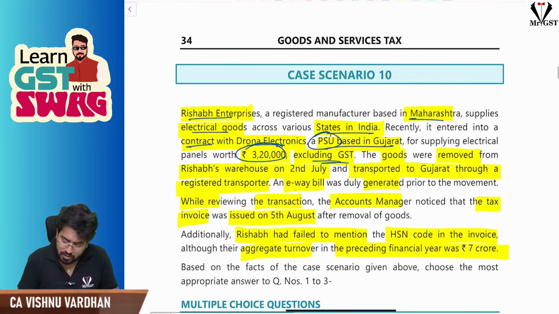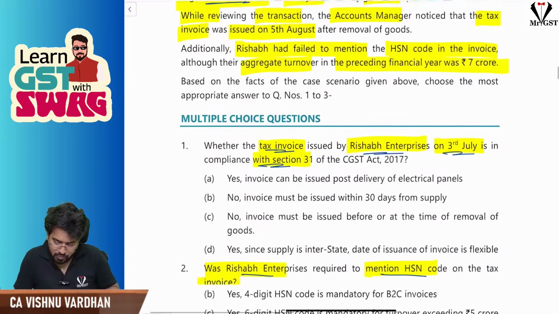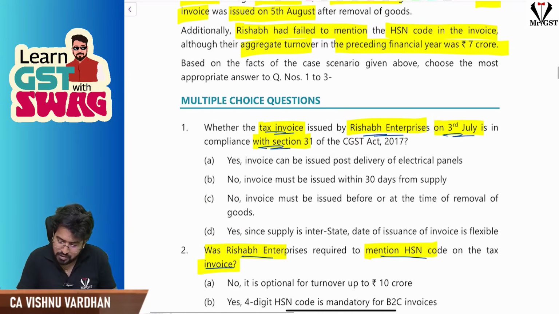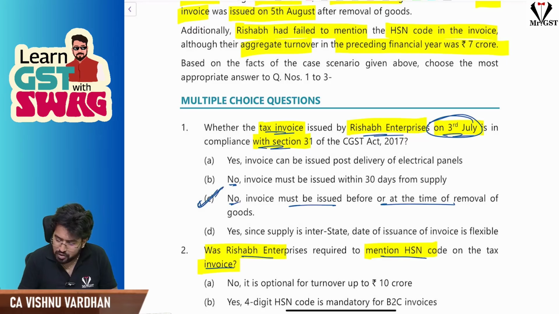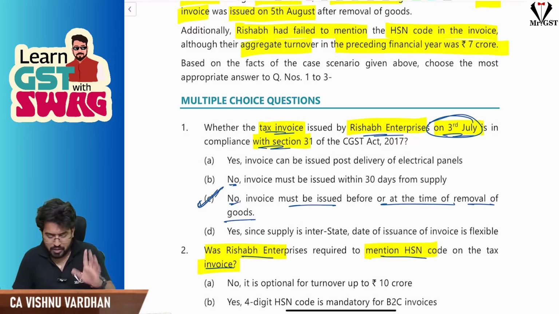Next, the goods were removed from Rishabh's warehouse on 2nd July, transported to Gujarat through a registered transporter. Now, please understand, this fellow raised invoice on 3rd July, but invoice should be raised on or before removal of the goods. Goods removed on 2nd July. So, here the answer is whether it is in compliance with section 31. The answer is no. Both the cases they give no. Here, this is the correct option because it must be issued on or before removal of the goods. Okay, that is the answer.